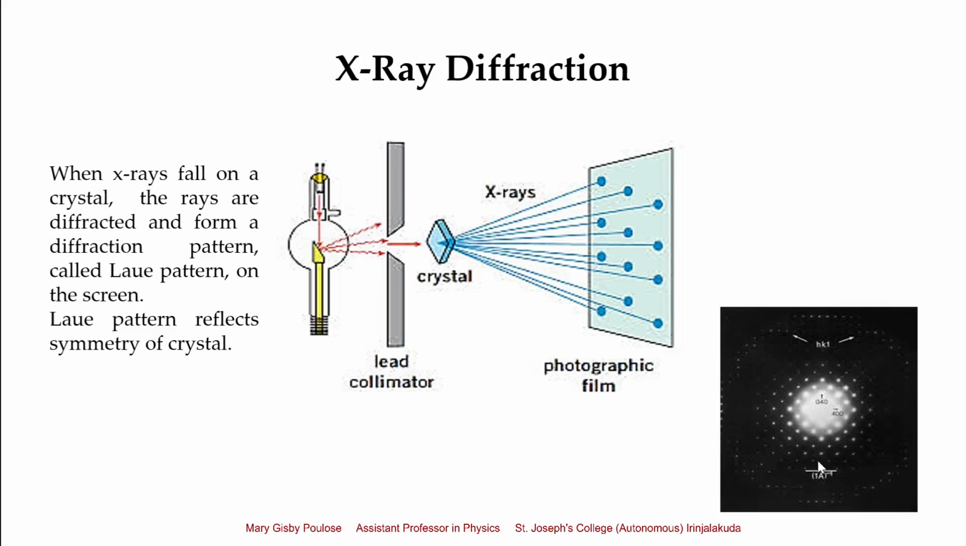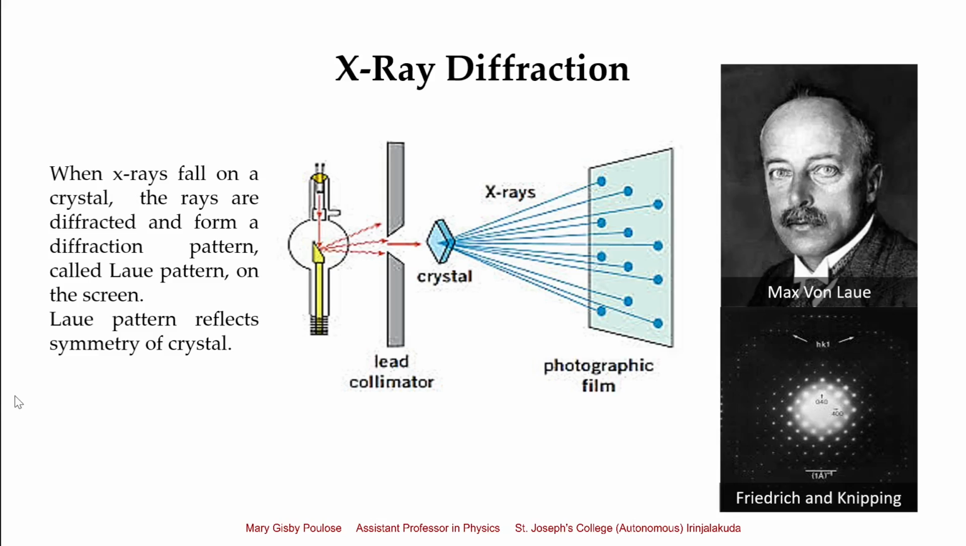And in this pattern, you can see the similarity of the spots formed by the X-rays. These regularly arranged spots are formed because of the regularity within the crystal. So if the crystal is a pure crystal, it will produce a diffraction pattern as such. And hence this pattern reflects the symmetry of the crystal.